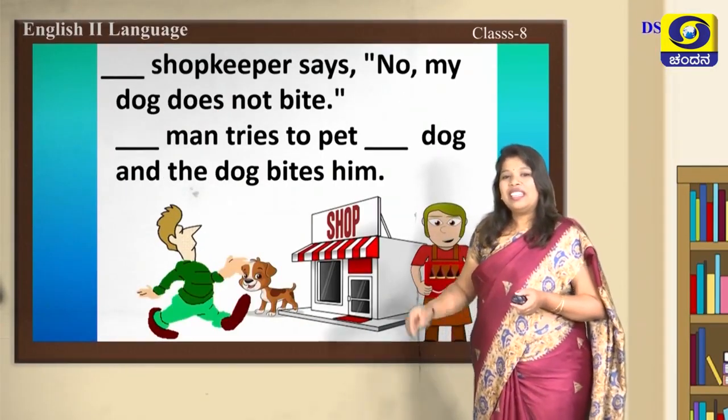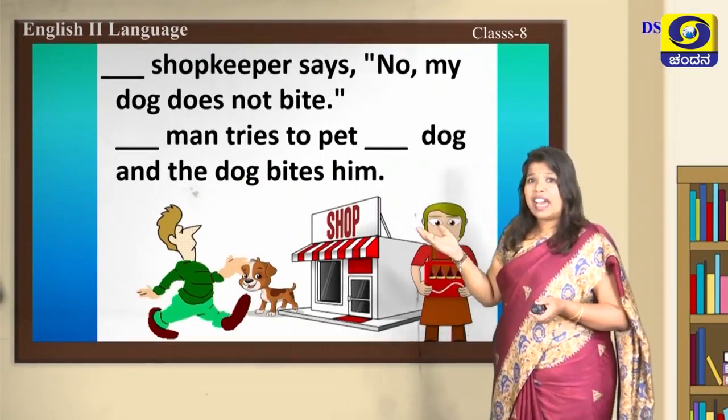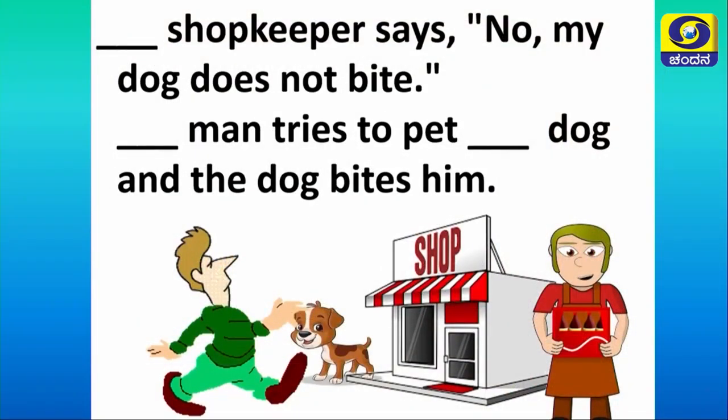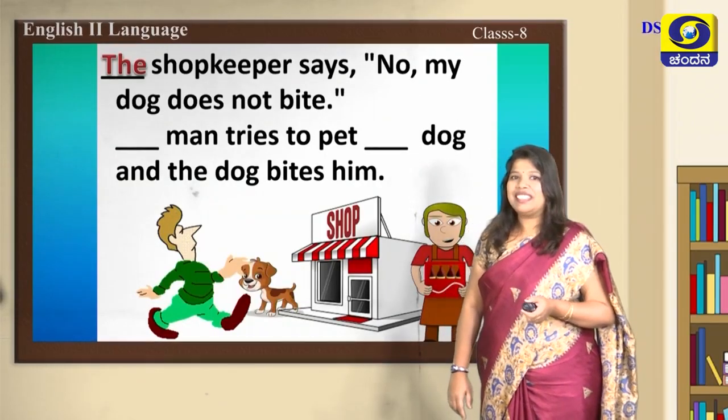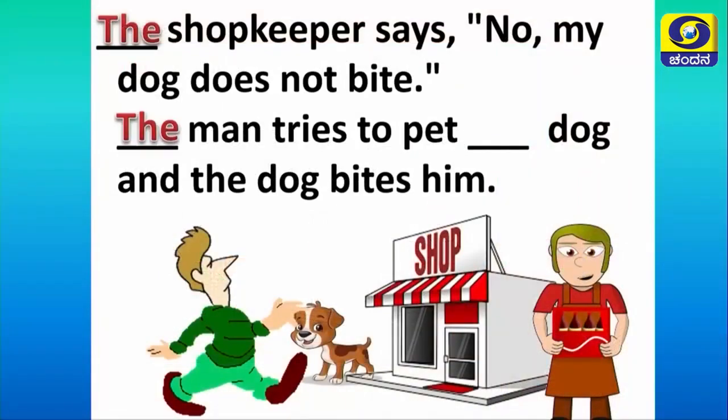Now, let's continue the story. Dash shopkeeper says, no, my dog does not bite. Dash man tries to pet dash dog and the dog bites him. Now, what are the articles to be used here? The, and again the. Very good, children.